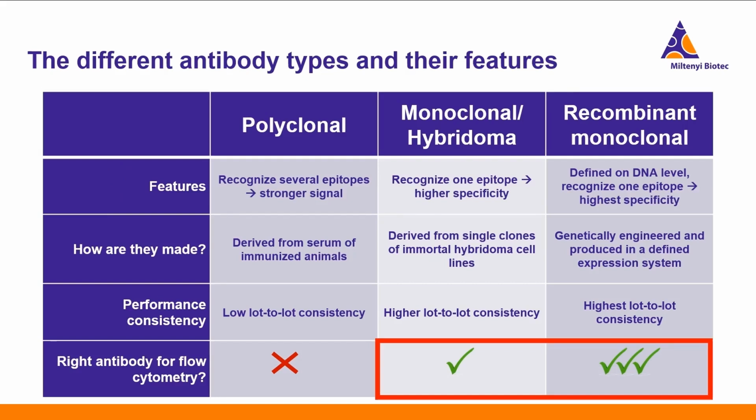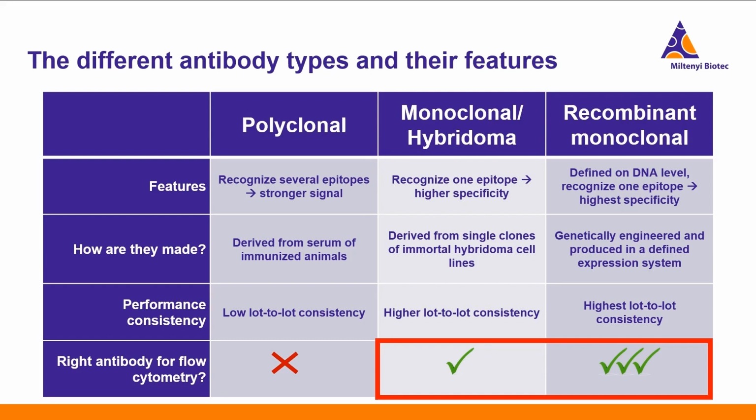Let's take a look at the different types of antibodies currently available on the market, along with their associated features. First up, we have polyclonal antibodies. These are derived from the serum of immunized animals and have the advantage of recognizing several epitopes, resulting in a stronger signal. However, due to their origin from immunized animals, they often lack consistency in performance, making them less suitable for applications like flow cytometry, where background noise can be problematic.